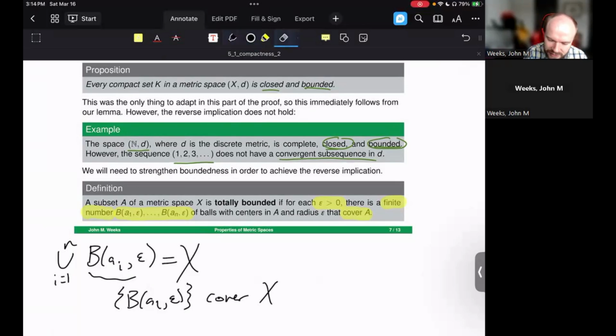Actually, no, that's not right. So here we get to say this instead, because I forgot that this is actually a subset A that we're saying instead of the metric space X. So the balls here are going to cover A, which means that the union of these balls will contain the set A. There we go. Now they cover A.